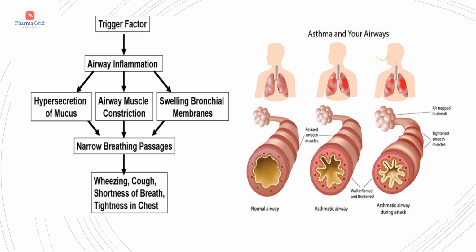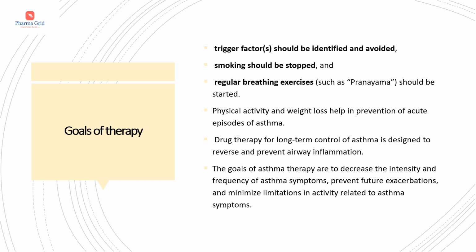All these features together contribute to narrow breathing passages, which will cause symptoms such as wheezing, cough, shortness of breath and chest tightness. Okay, in this diagram you can see the differences between normal airway and asthmatic airway during an attack.